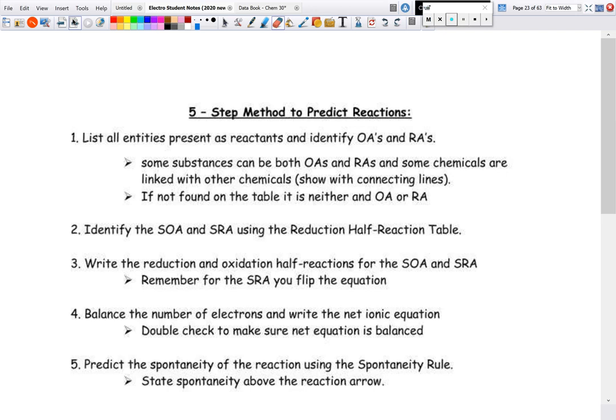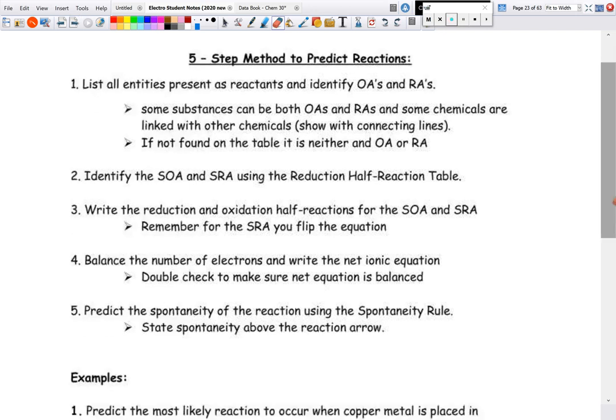All right, so our 5-step method to predicting reactions. Our first step is, of course, we're going to have to read the question and list all the entities present and identify them as an oxidizing agent or a reducing agent. Now, after we do all that, following the rules on the previous page, we're going to identify our strongest oxidizing agent and strongest reducing agent using our reduction half reaction table on page 7 of our data booklets.